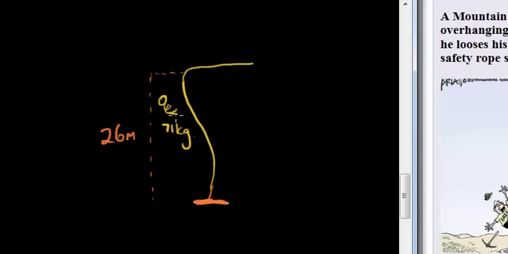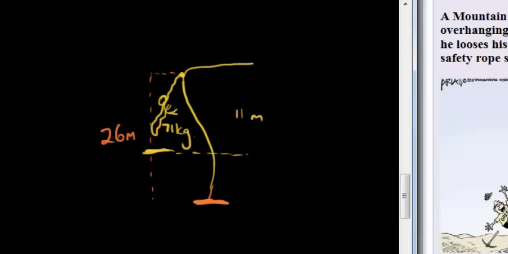Okay, and he has a rope attached to him, and that rope is going to break his fall. And he falls 11 meters. My picture is not to scale. He falls 11 meters before his rope starts pulling tight to break his fall. Okay, that's all of the information so far.